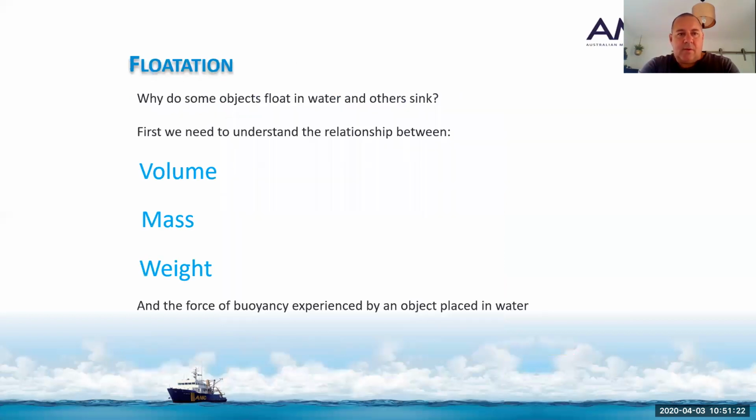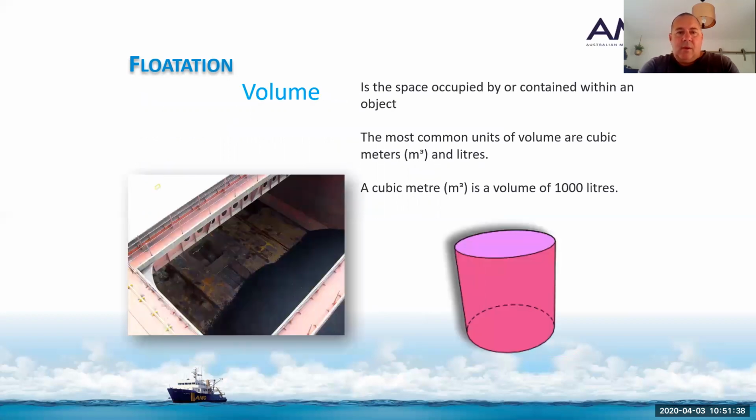All right, so why do some objects float in water and others sink? First, we need to understand the relationship between the volume, mass and weight, and the forces of buoyancy experienced by an object placed in water. So volume is a space occupied by or contained within an object. The most common units of volume are cubic meters and litres. A cubic metre is a volume of 1,000 litres.